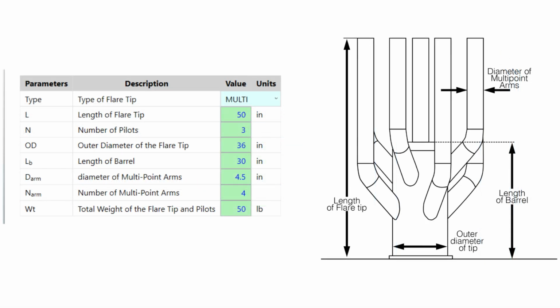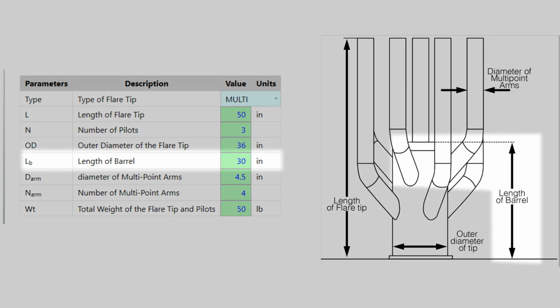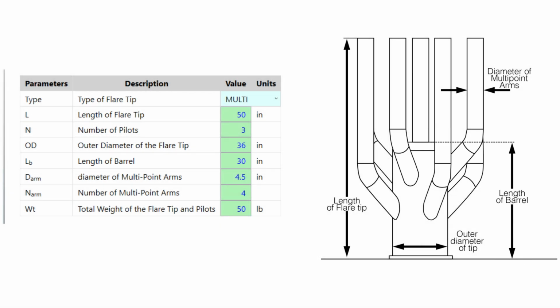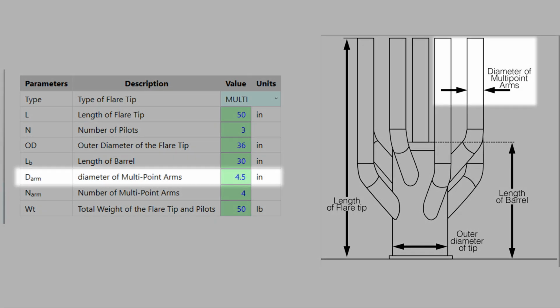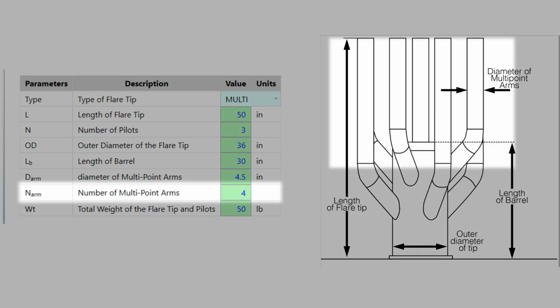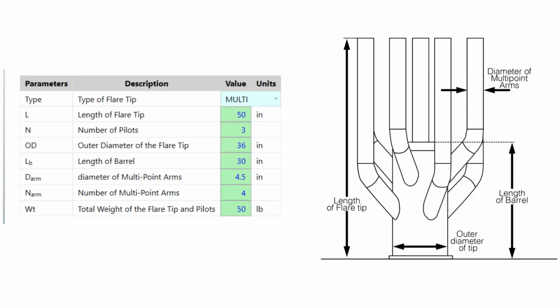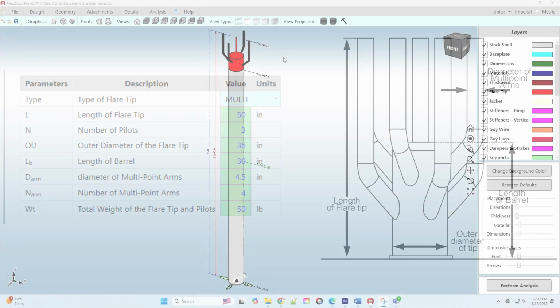Next, we move on to the multi-flare tip. It contains the same options as a single flare tip with a few additions. The length of barrel refers to the height of the base barrel. Diameter of multi-point arms determines the diameter of the multi-point arms. The number of multi-point arms is the quantity of arms you have. When you are finished, press Save and you will see your results.